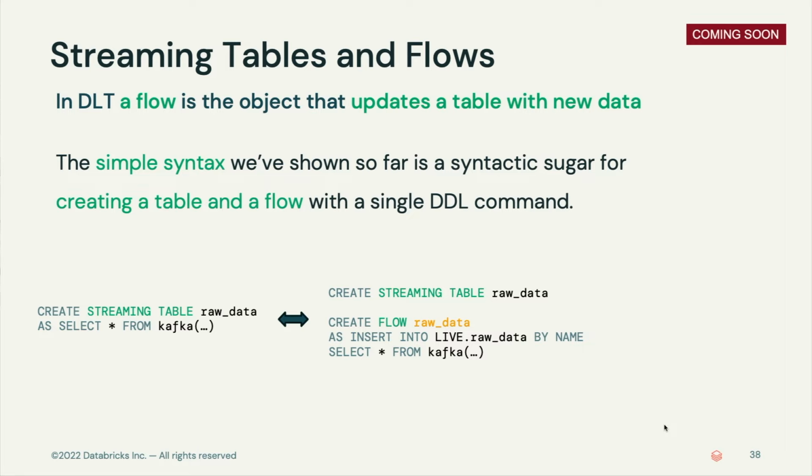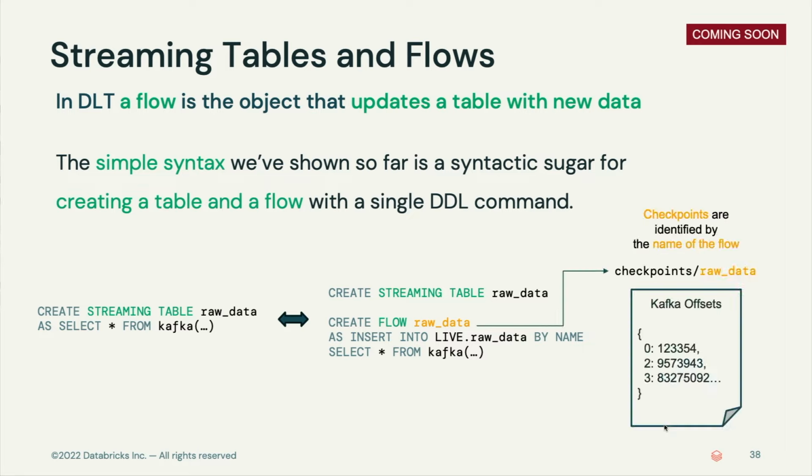And the name of that flow is how the checkpoints work. So raw data is the name of the flow. There is a checkpoint called raw data. That is what is keeping track of the Kafka topic. And now you can see why there might be a problem if you start changing your streaming sources over time. If I switch this from reading from this Kafka instance to reading from autoloader, or from reading to a different Kafka instance that has totally different offsets, it's not going to make any sense. You have to use a different stream if you're going to be reading from a different source.